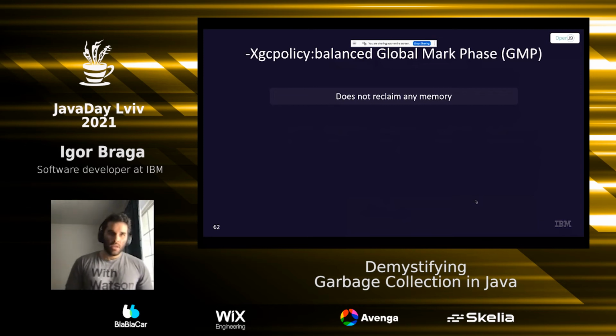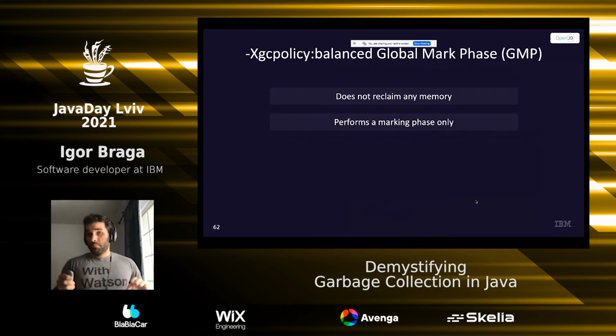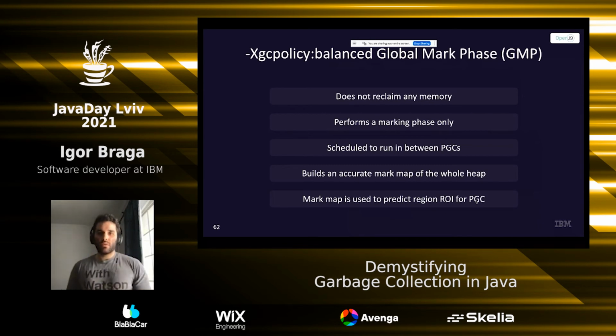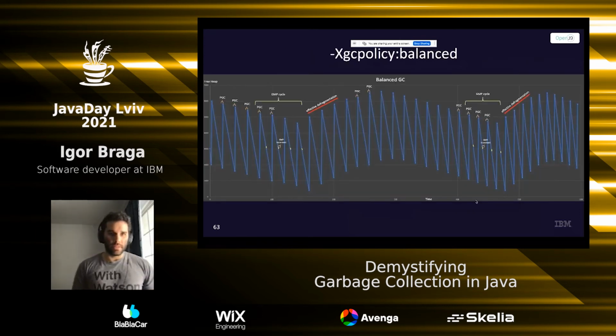Okay? So what the global marking phase is doing, like I said, does not reclaim memory, right? It only performs the marking phase. It's scheduled to run between PGCs. It builds an accurate mark map for the whole heap. And this is what is going to be used to update PGC's information whenever the GMP is done. So this is what happens.